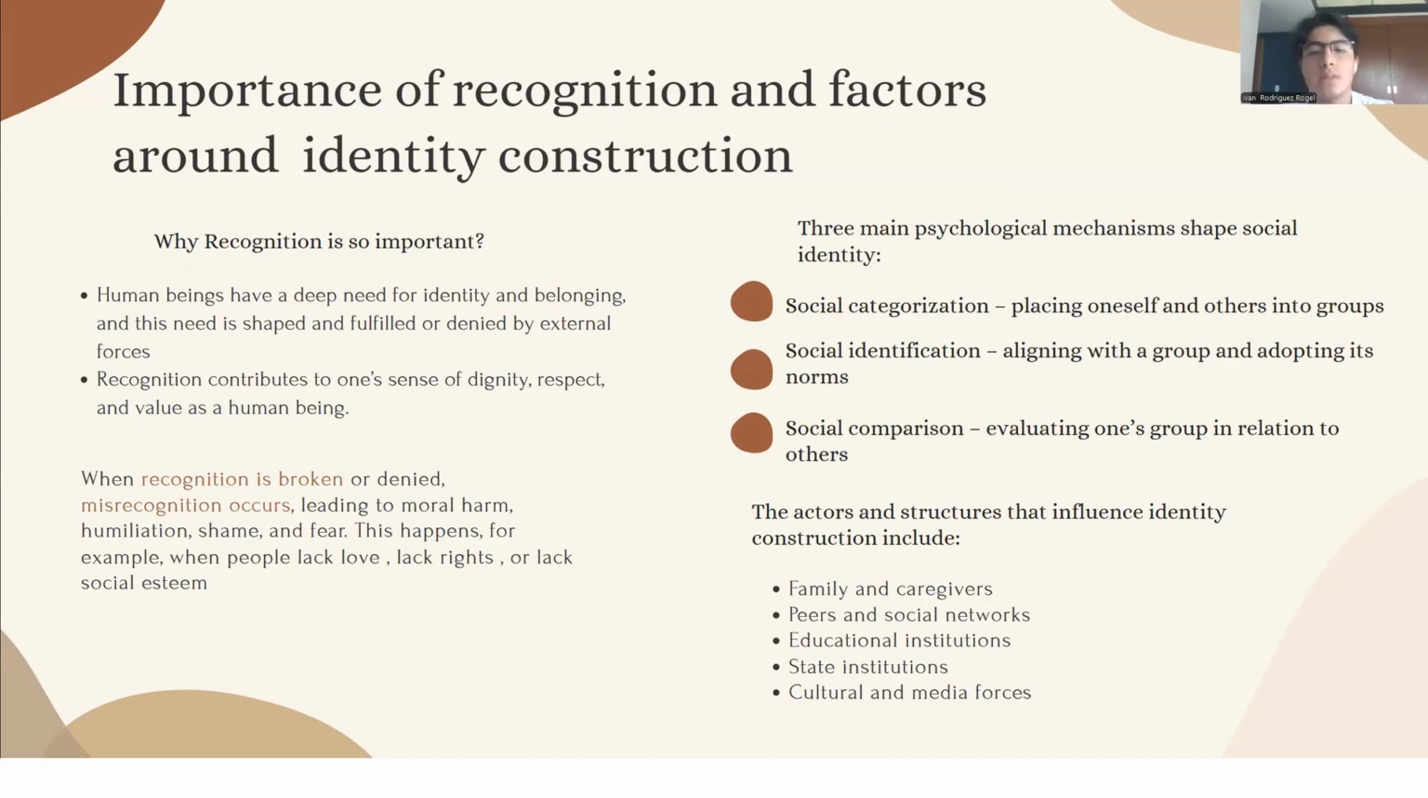There are three main psychological mechanisms that shape social identity, which include social categorization, social identification, and comparison. In addition to this, there are some actors and structures that influence identity through family and caregivers, peers and social networks, educational institutions, state institutions, and cultural and media forces.